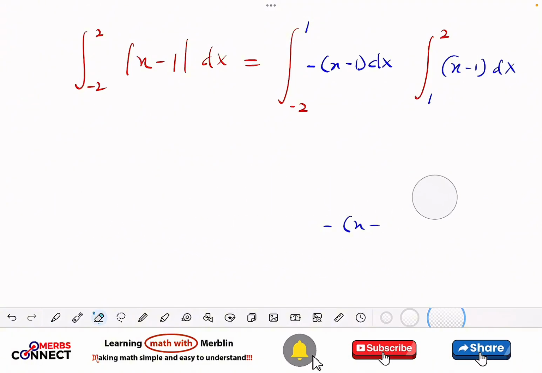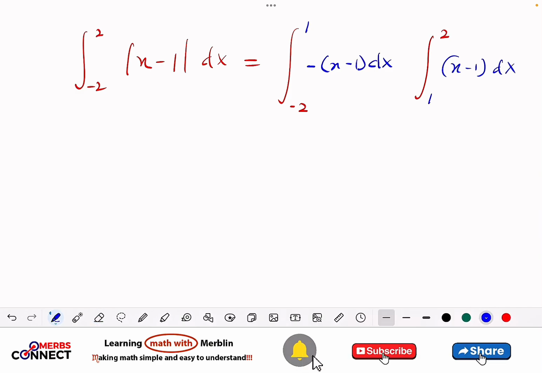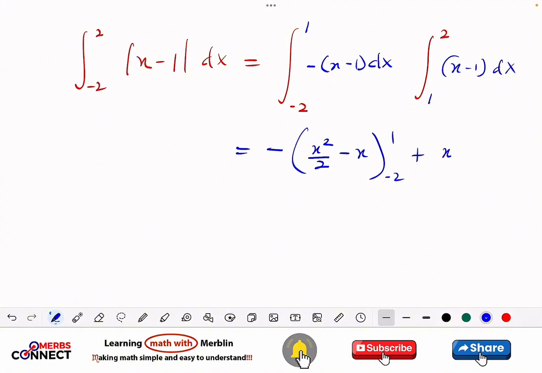So now let's try and solve it. So now this one becomes easy for us. So now when I multiply the minus, or I can just factor the minus out. So I'm going to have minus out. When I integrate x, I'm going to have x squared divided by 2 minus x from minus 2 to 1. And then plus, when I integrate this, I have x squared divided by 2 minus x from 1 to 2.